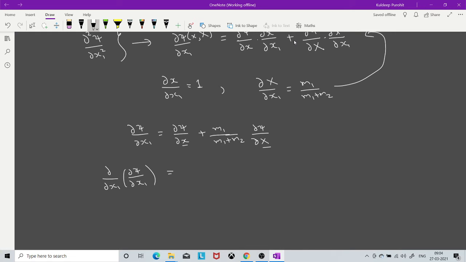I have to first calculate this thing. So it will be equal to del by del x into del x by del x1 into del psi by del x, plus, I am talking about the first term right now.